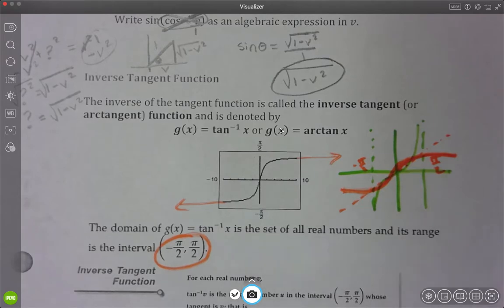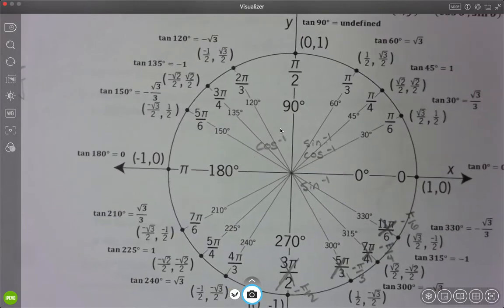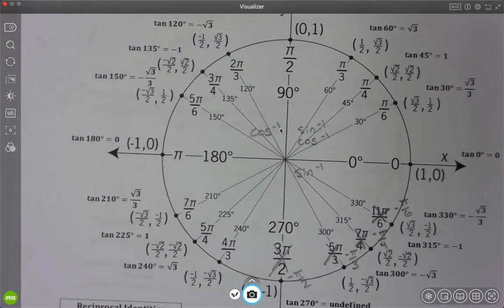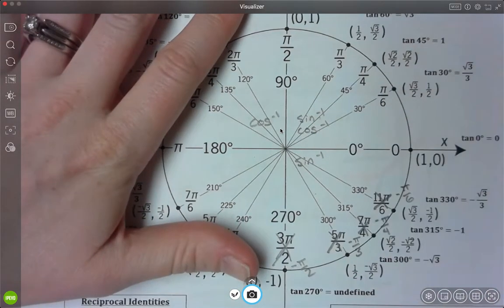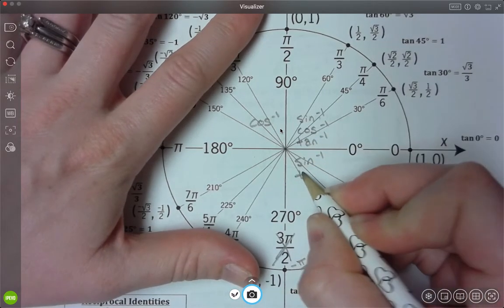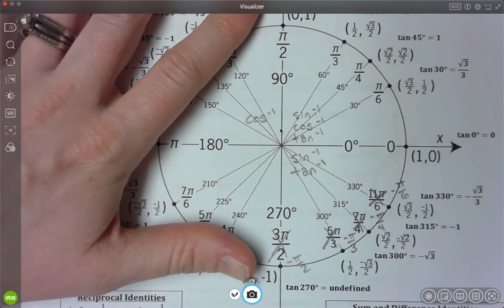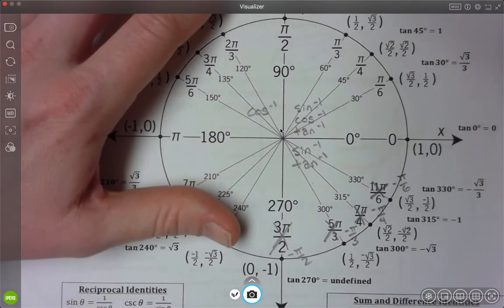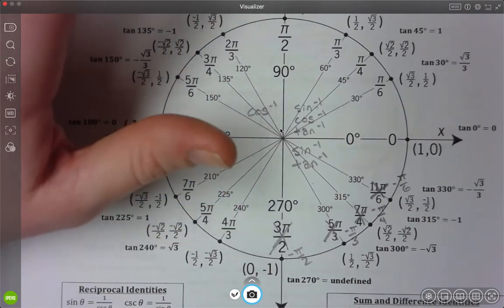So that kind of looks familiar. If we go back to our unit circle, if we're going negative pi over 2 to positive pi over 2, which two quadrants is inverse tangent going to live in? It is going to be the same as sine. Inverse tangent is going to live here and there. That's where it's going to live, and so it has the same properties as what sine does.